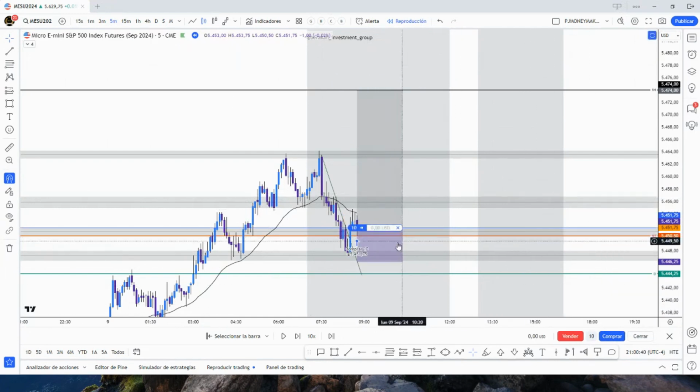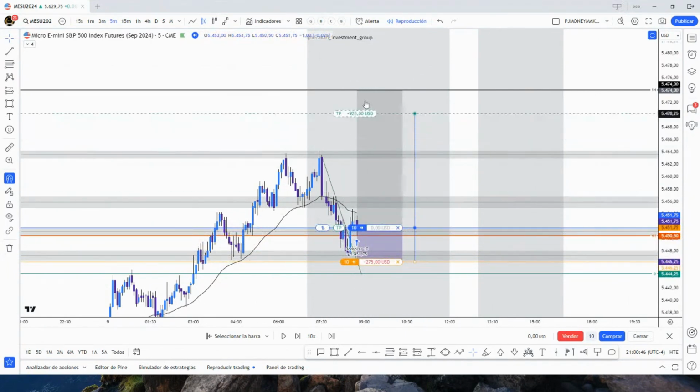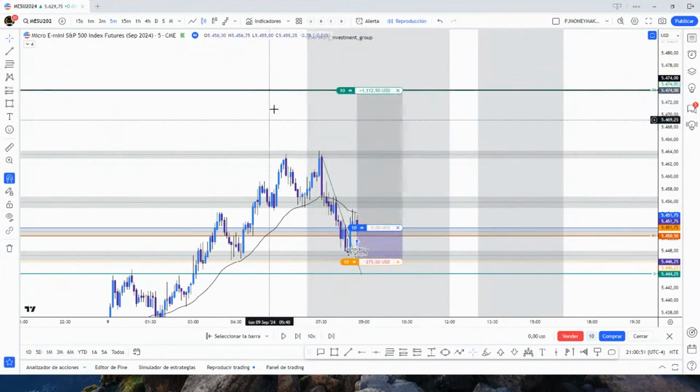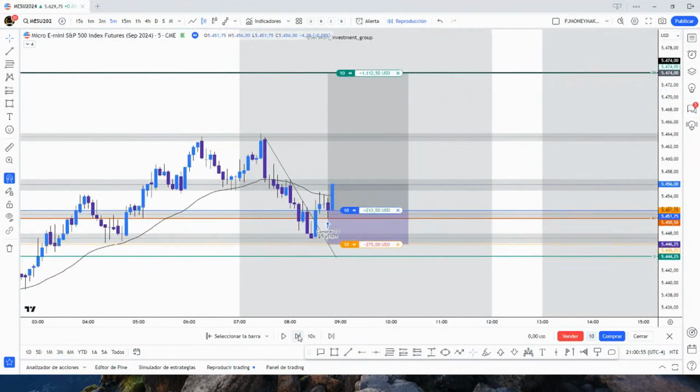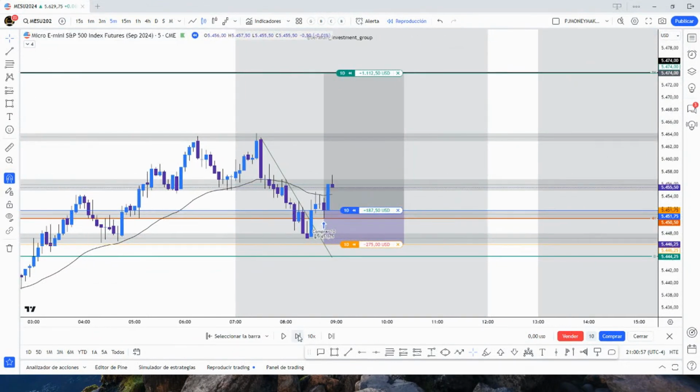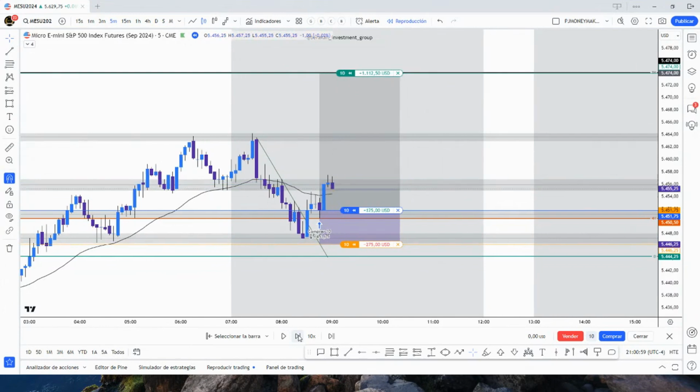So we're gonna buy here. Stop loss right here. TP all the way there. Let's put it like that. Okay. See the market move? Boom. Boom. You see how I'm reacting right there in the zones?